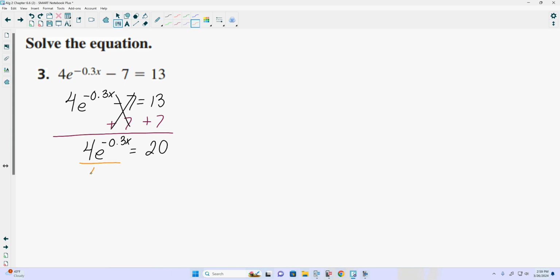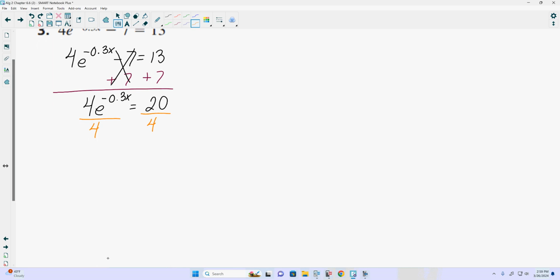We would divide by 4 because, again, we want to get that base, in this case the e, by itself. And when we divide by 4, our 4e to the negative 0.3x is going to be e to the negative 0.3x is equal to 5. Especially with this book, they mainly do this with e. We could do it with a number. We could have done it up to this point. But we need that base, whatever it is, by itself first. Because once we get it by itself, we can apply the natural log to both sides.